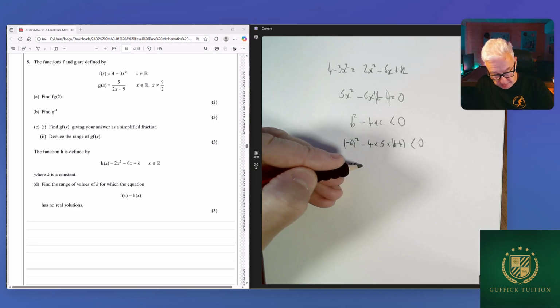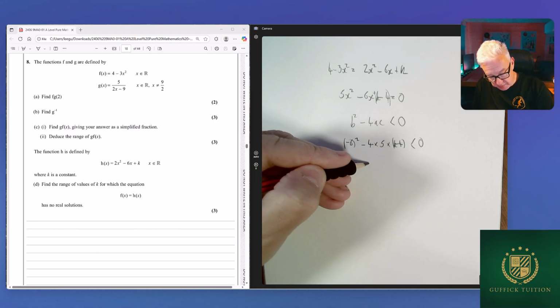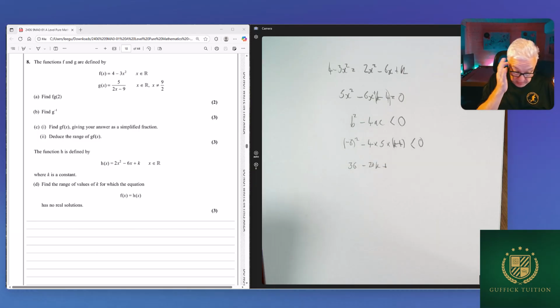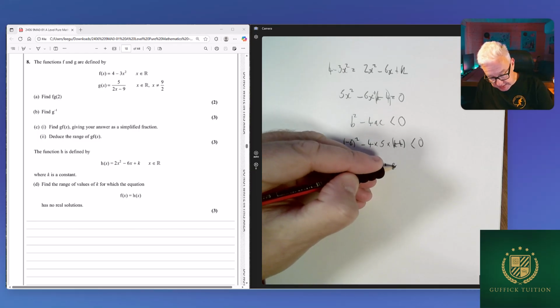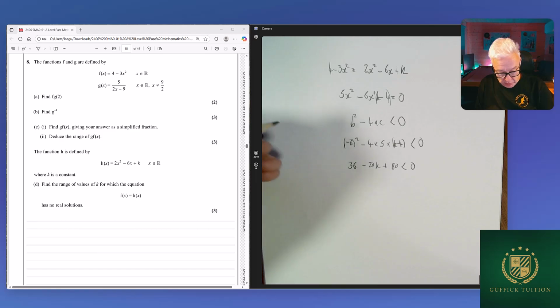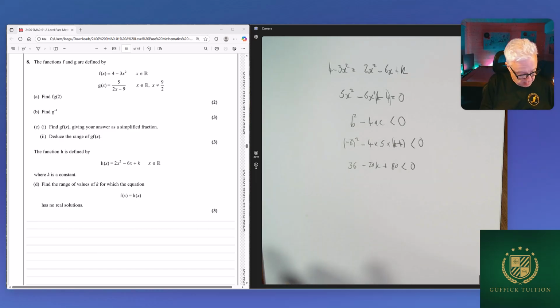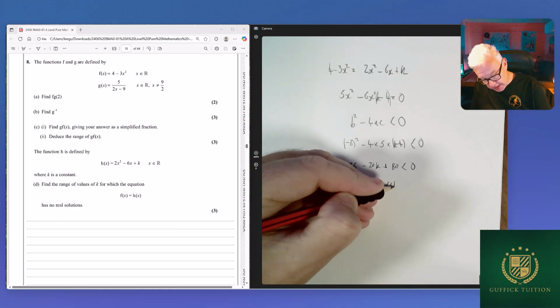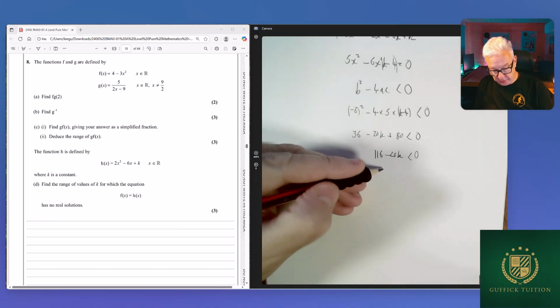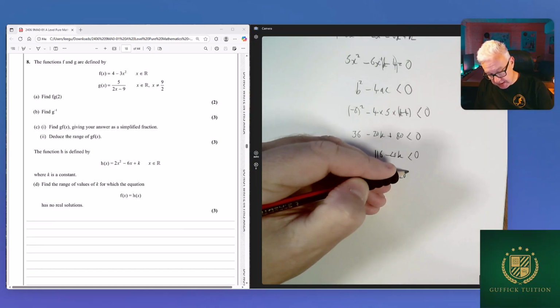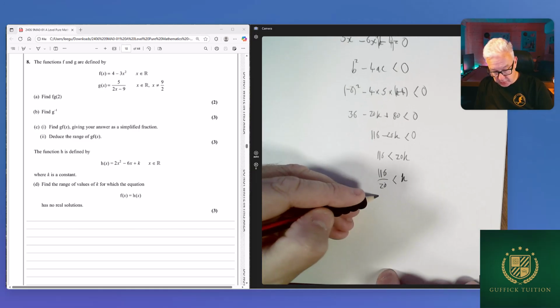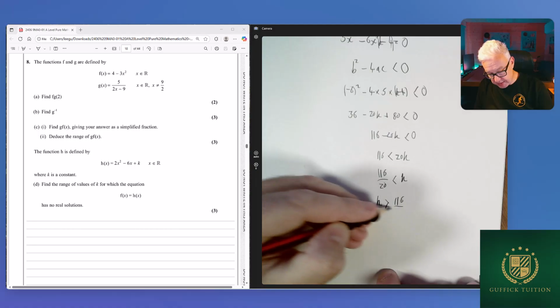So minus 4 times 5 is going to be minus 20k. And then we're going to have plus 4 times 5 times 4, which is 80. So we're going to have plus 80 is less than 0. So 80 plus 36 is going to be 116. So 116 minus 20k is less than 0. Therefore 116 is less than 20k, so 116 over 20 is less than k. In other words, k is greater than 116 over 20.